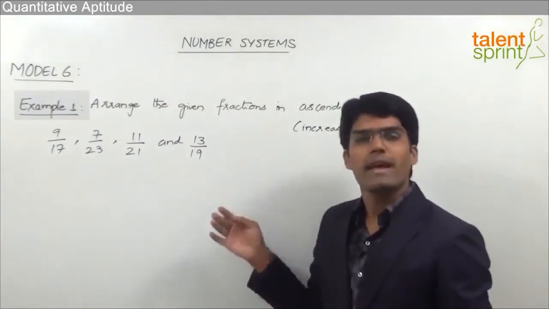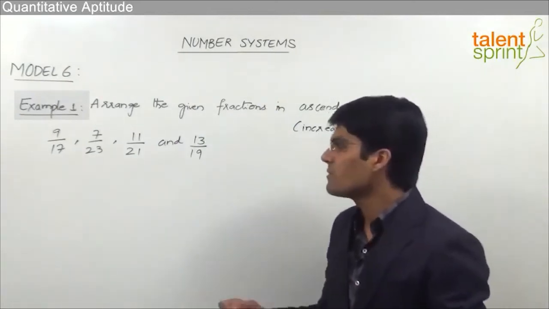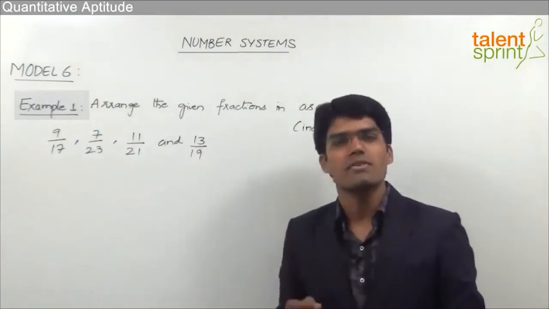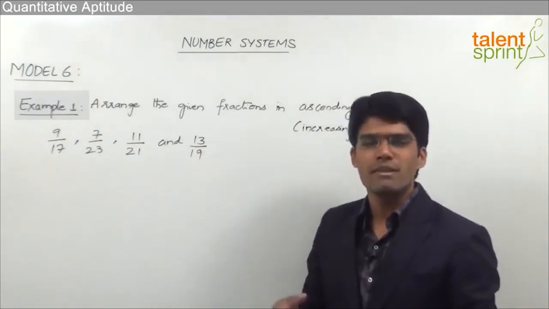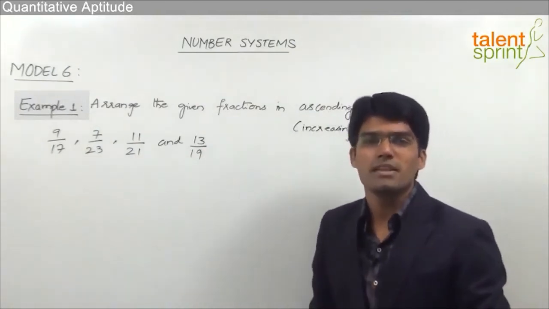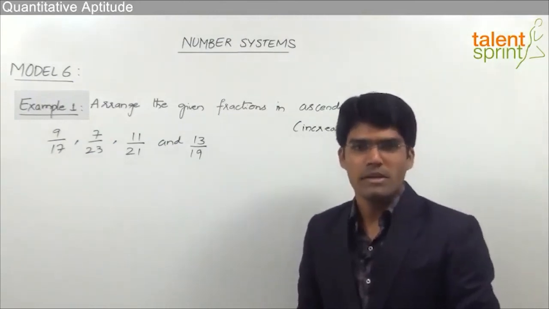Friends, arrangement of fractions can be done in a number of ways. One method would be to directly divide each one of them and find out the answers in terms of decimals, and then simply arrange them as per the order. The other way of arranging them would be cross multiplication of fractions. Let us understand what is meant by cross multiplication.